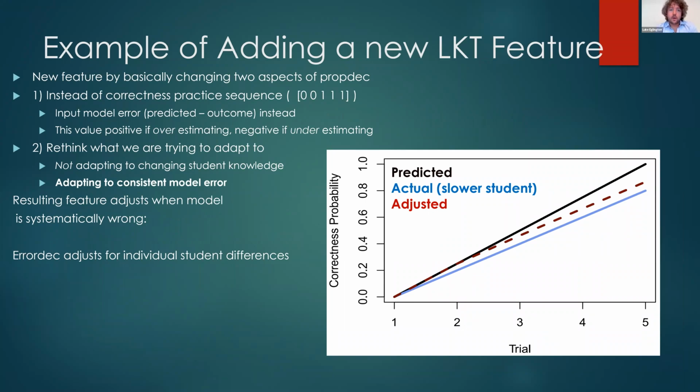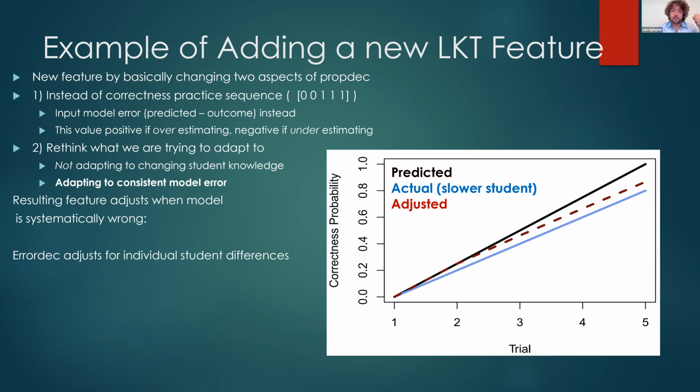But now I'm going to talk about how being able to see all of these functions together in the LKT framework led to me making a new feature that's really just tweaking this prop deck feature, right? So just a couple of changes led to being able to track a very different ongoing process in these adaptive learning systems. So the new feature, instead of putting in the correctness of their practice sequence, I'm putting in something else. I'm putting in the predicted outcome minus the actual outcome.